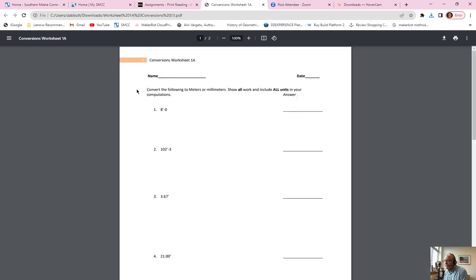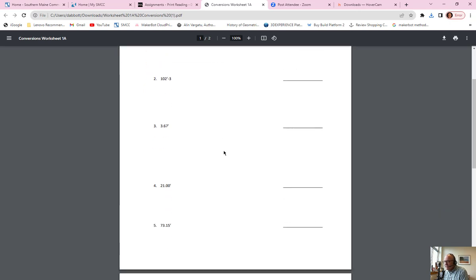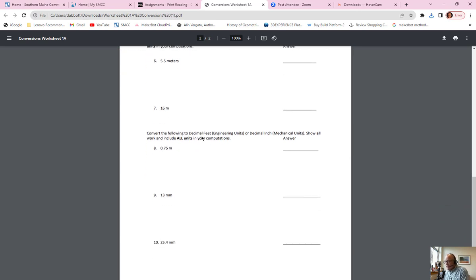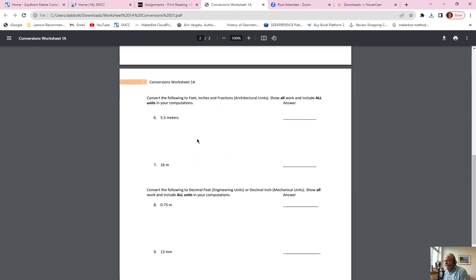It looks like this. So many of these we're converting from feet into meters. Come down here, it says convert the following to feet, inches, and fractions in architectural units. Show all work and include all units. I should have covered this in class. I realized after the class ended that I hadn't. So let's take a couple of these. Instead of using the ones that are there, I'm just going to start with 10 meters. It'll be the same process.